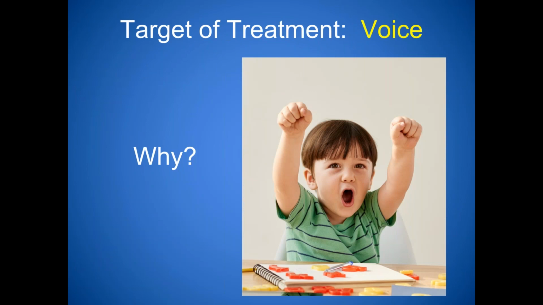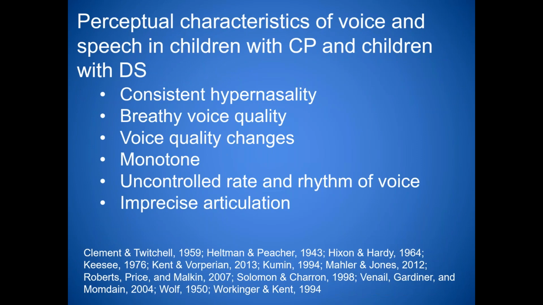So first of all is, what do we target? What system in the speech mechanism do we target? And we decided to look at voice. So why voice? So when we think about what these children present with, we can look at the perceptual characteristics, some of which we saw in our initial case study. And that is that children with cerebral palsy or Down syndrome may show hypernasality, breathy voice quality changes. Sometimes they're monotonous in terms of their pitch. They often present with uncontrolled rate and rhythm of the voice and imprecise articulation. So if you look through this list, you see a lot of things target or seem to focus on voice.